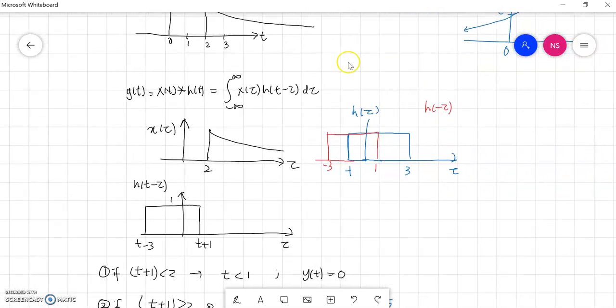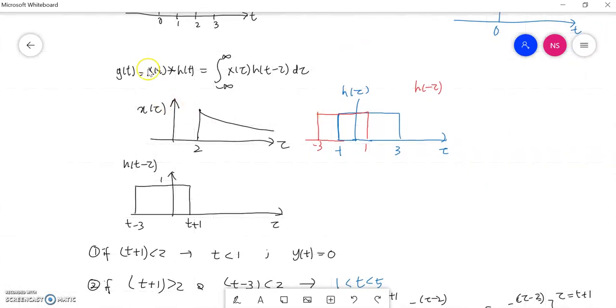So now we go to the convolution process of x(t) with h(t). And this is the formula, which is the convolution integral for a continuous time signal.